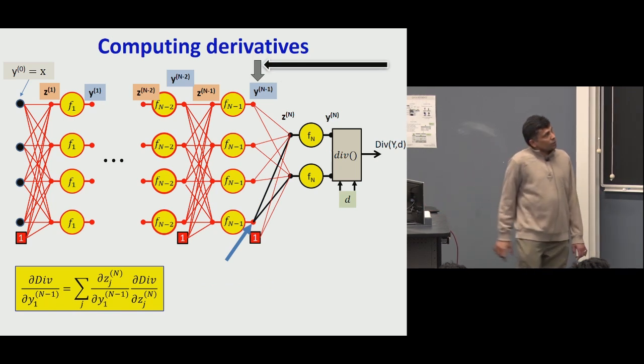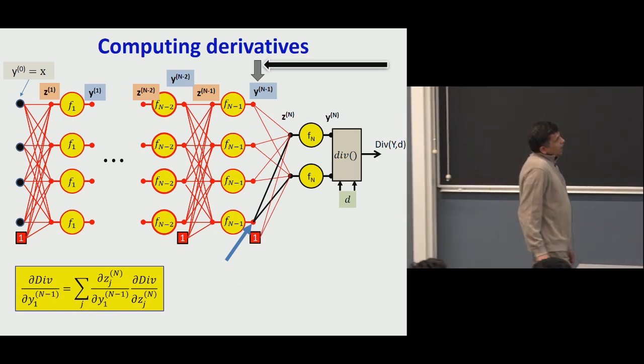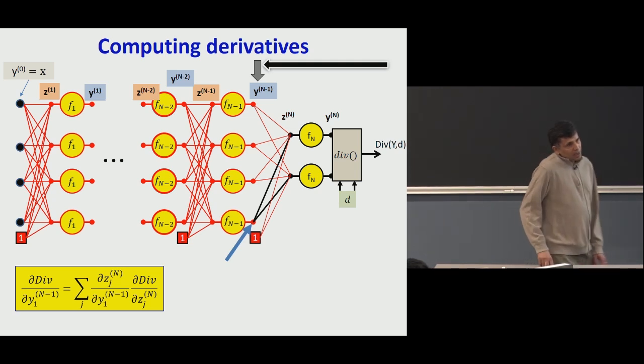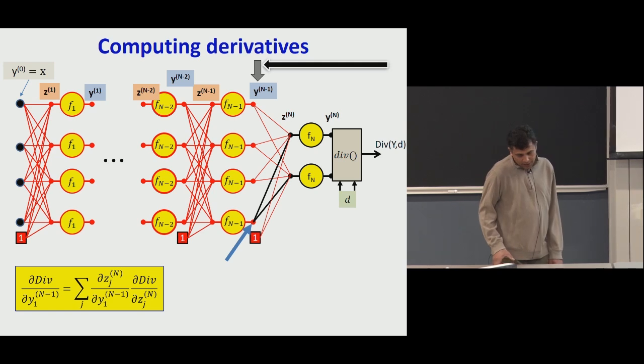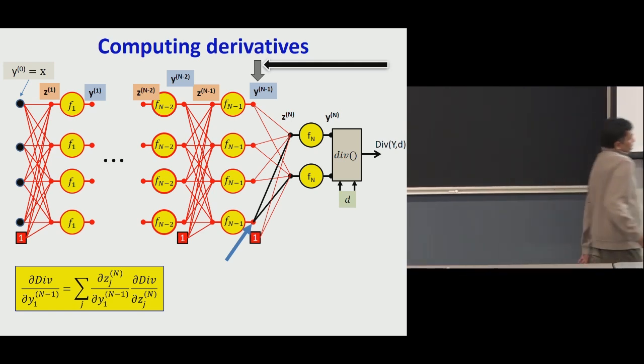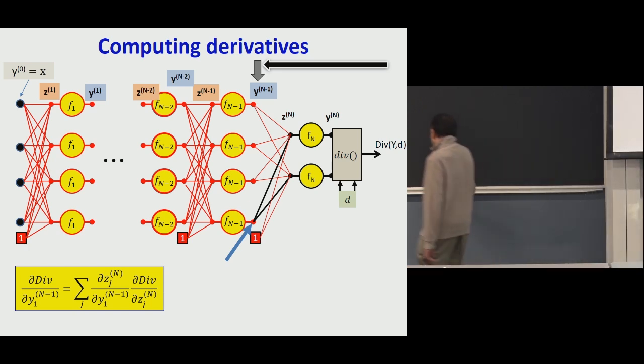Now, next, how do I actually compute the derivative with respect to the outputs of the neurons on the penultimate layer? Now, here's where it gets a little more complex. Remember, we drew these influence diagrams, and this principle is going to come back, and we're going to use it again and again.